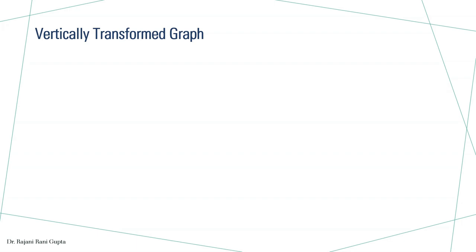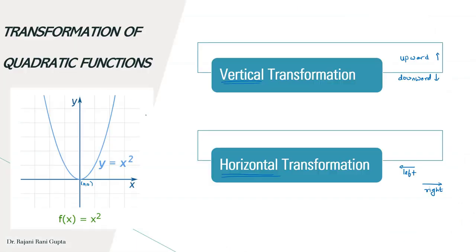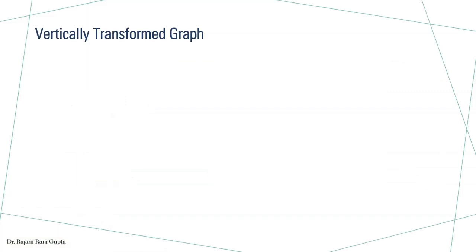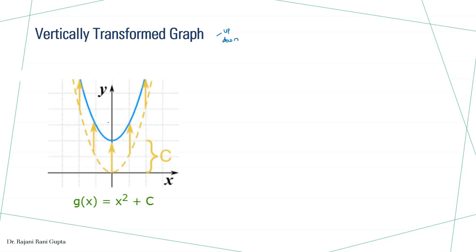Vertically transformed graph. So as we know, this is the original graph. This is the base graph of the function y equal to x square, or sometimes we write f(x) is equal to x power 2. Now, when we say the graph is vertically transformed, it means it's either moving up or moving down. The motion is either upward or downward. In this case, this yellow dotted line represents the base graph, passing through the origin. Now you see the modified graph as this blue line. So what you can see here is that it is moved upward.